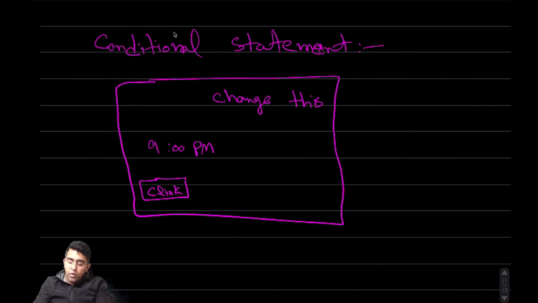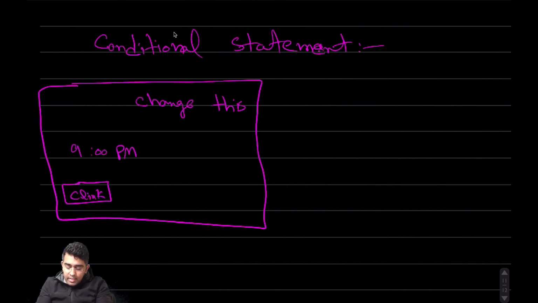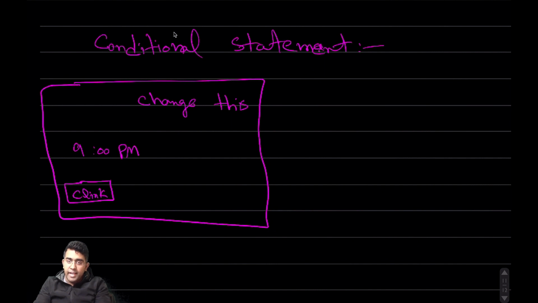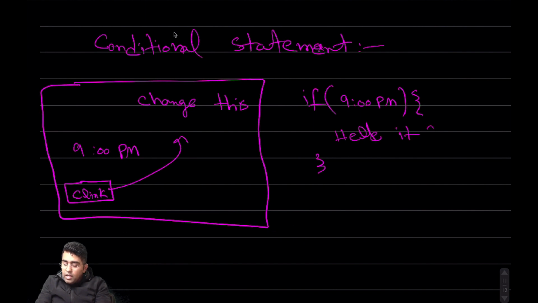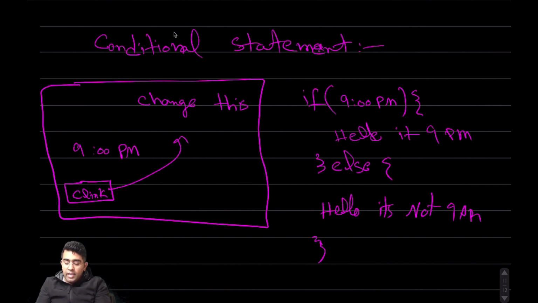Now I want to write code which will check what time it is, and then according to that it will change the text of change this. So I'll say if it's 9 p.m., then we write a block statement, and we can say, if it's 9 p.m. and I click on this button, then we change this text to hello, it's 9 p.m. And if it's not 9 p.m., then do something else. So that would be else. We type else and use another block statement, and say, change this to hello, it's not 9 p.m.